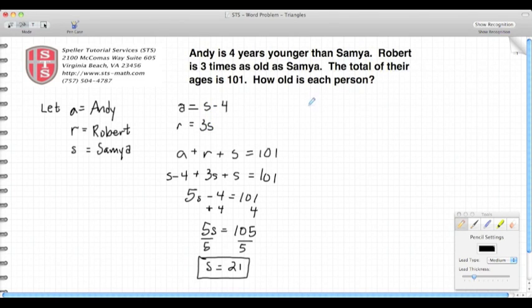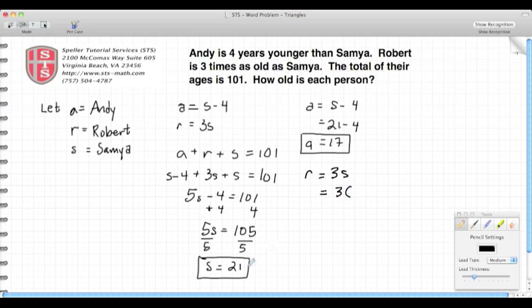So let's start with Andy's age. Andy is equal to S minus 4. Well, I know that S is 21. And 21 minus 4 is 17. So I know that Andy's age is 17. And now let me figure out what Robert's age is. Robert's age is 3 times S. Well, I found out that S was 21. So it's 3 times 21. So I know that Robert's age is 63. So I found all 3 ages.